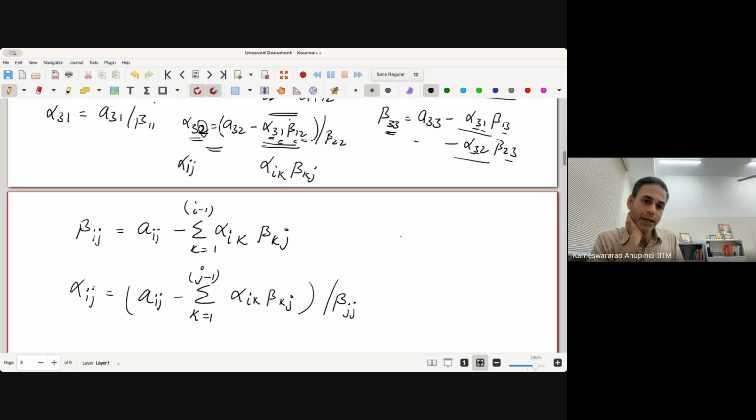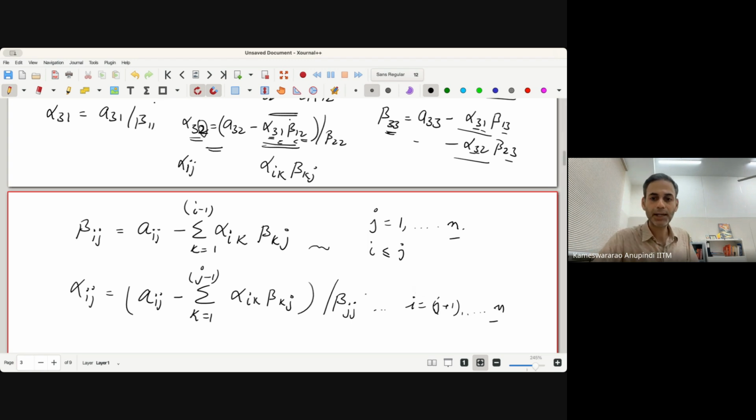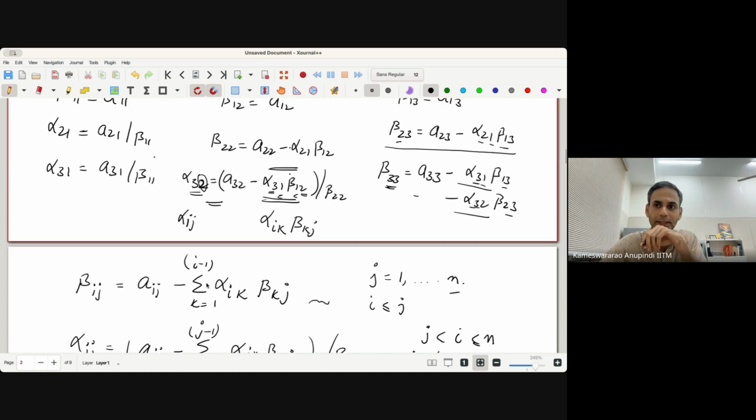Of course, here again, we know that j runs from 1 to n, right? And then this particular one is valid for i less than or equal to j, and this is valid for i greater than j, or i equal to j plus 1 to n. I can even say like that, right? i goes from j plus 1 all the way to n for this one. Or else i greater than j and less than or equal to n. So that means j is less than i is less than or equal to n, right? That's what we can write. Okay, is this clear? The way we build the alpha ij, beta ij, is this part clear?